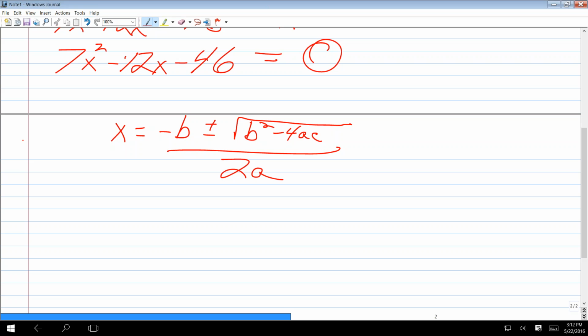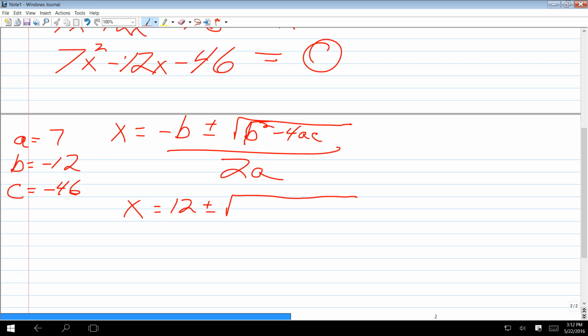So, in our case, what is A, B, and C equal to? A is 7. B, negative 12. And C, negative 46. Okay, so let's plug in. Minus B? Negative 7. No. Positive 12. Plus or minus the square root.